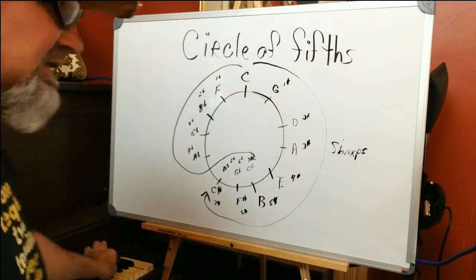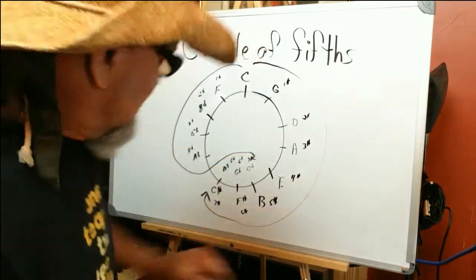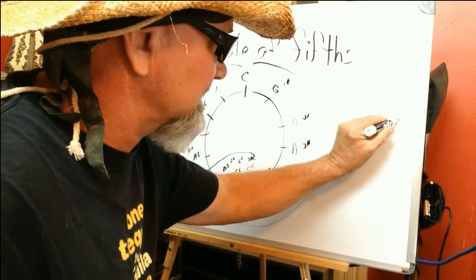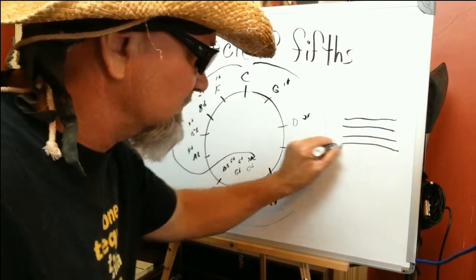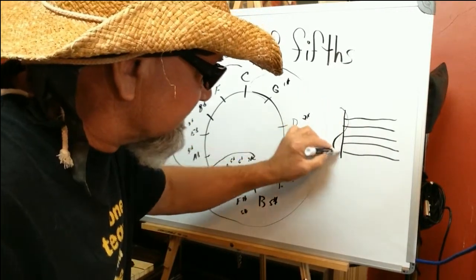Now, the way that this is going to make sense, let me explain this to you here. We're going to talk sharps first. When you pull out the sheet music and you're getting ready to play something and you wonder what key it's in, you always look.